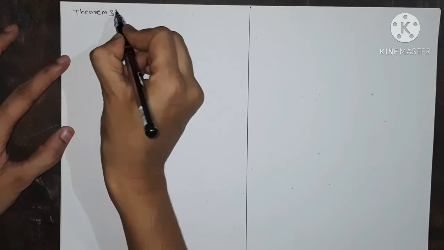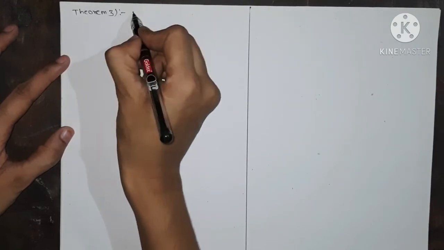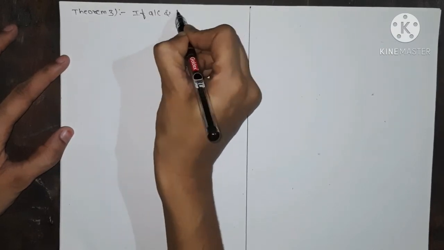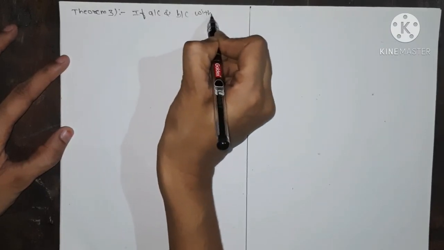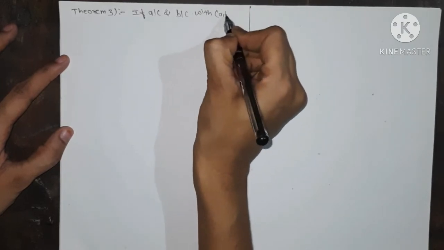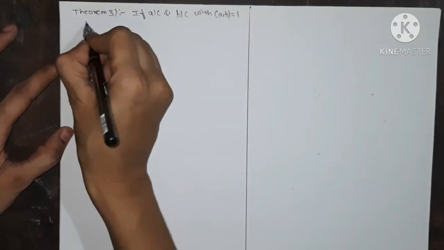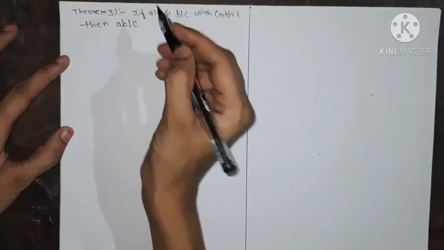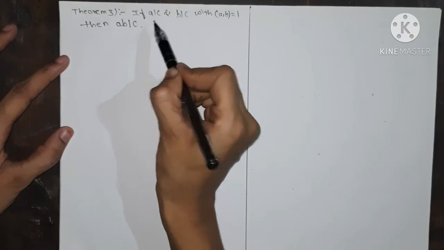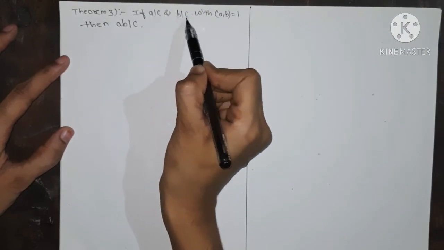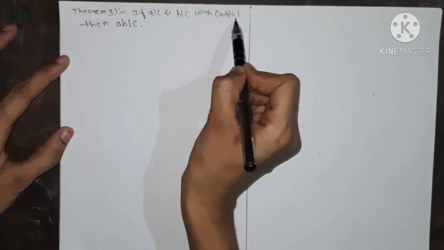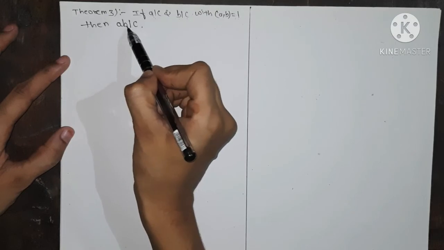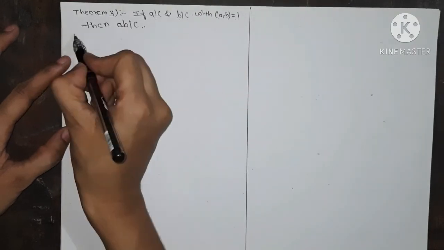Theorem 3. If A divides C and B divides C with GCD of A comma B equal to 1, then AB divides C. The statement of the theorem is that A divides C and B divides C, and A and B are relatively prime, that is, their GCD is equal to 1. Then we have to show that the product of the divisors divides C. Okay, so let's see the proof.